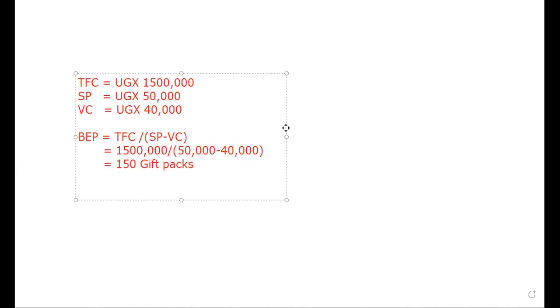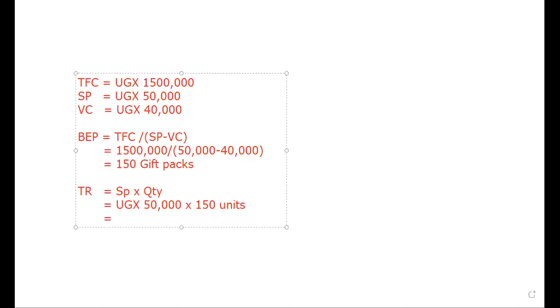The second question asks: at the break-even point of 150 gift packs, what is the total cost and total revenue? We'll first find the total revenue, right? Total revenue equals selling price times quantity. In this case, selling price equals UGX 50,000, and multiplied by the quantity, 150 units, you can see the answer. Total revenue comes to UGX 7.5 million.